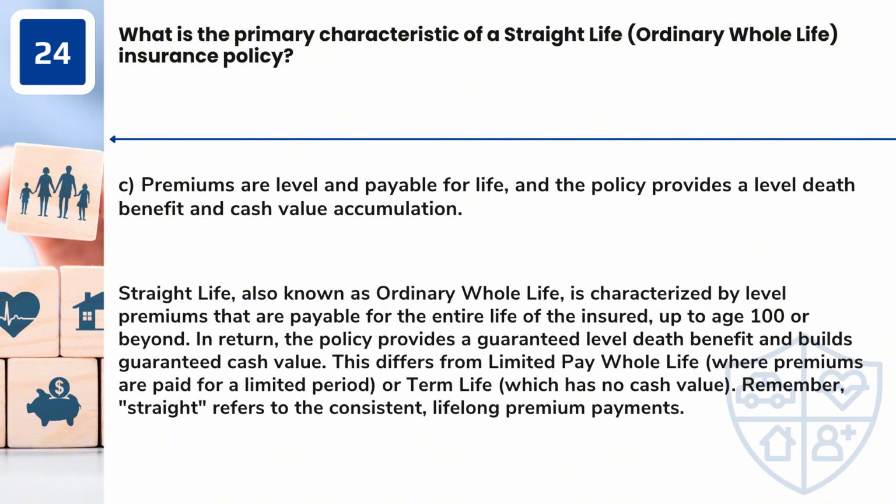Answer: C. Premiums are level and payable for life, and the policy provides a level death benefit and cash value accumulation. Straight life, also known as ordinary whole life, is characterized by level premiums that are payable for the entire life of the insured, up to age 100 or beyond. In return, the policy provides a guaranteed level death benefit and builds guaranteed cash value. This differs from limited pay whole life, where premiums are paid for a limited period, or term life, which has no cash value. Remember, straight refers to the consistent, lifelong premium payments.